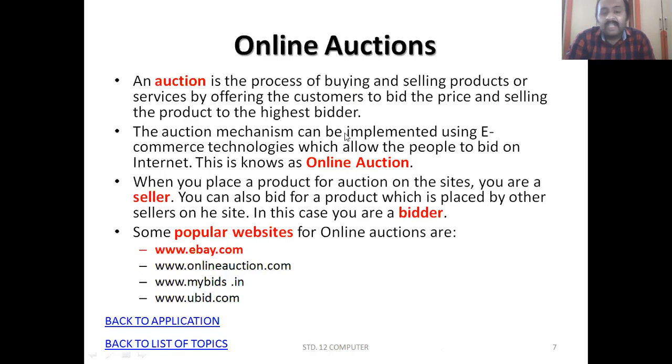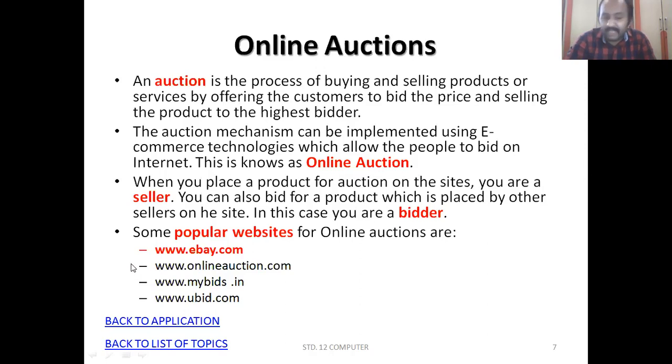The auction mechanism can be implemented using e-commerce technology, which allows people to bid on the internet. Means nowadays a user can bid for a product on the internet, and not only bid, one can sell a product through such sites also, and these are known as online auctions. So in short, if auction activity is happening electronically with the help of the internet, that is known as online auction. See, what happens in an online auction? Suppose I want to sell my mobile phone in an auction, so I can search for some auction site like ebay.com.